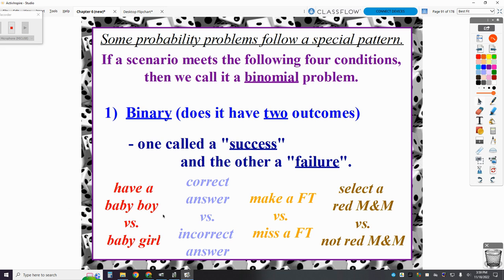So I got some examples here. We have a baby boy versus a baby girl. You could call one of them a success and the other one a failure. Doesn't matter which one's which. Correct answer versus an incorrect answer. We may consider a success a correct answer, but in some cases, a success may be not getting a correct answer. It really depends on how we want to define that random variable. We could make a free throw or miss a free throw as a success or a failure. And maybe we have a big bowl of M&Ms and we want to select a red M&M as a success. And if we don't get a red M&M, which could be a variety of other colors, in general, a not red color would be considered a failure.